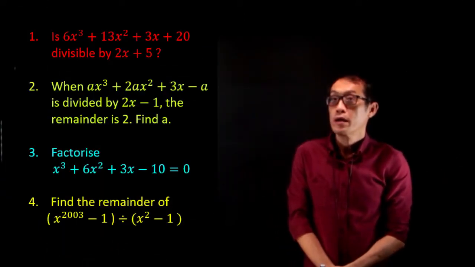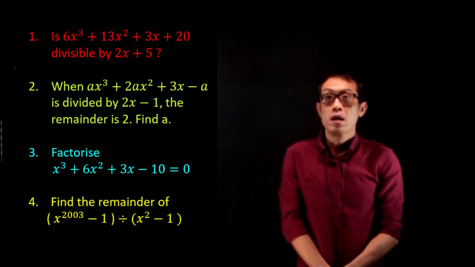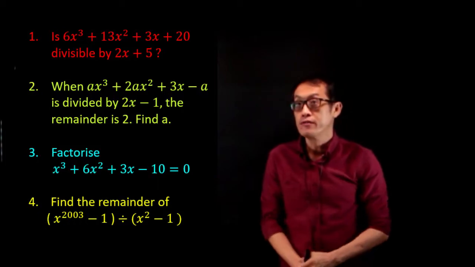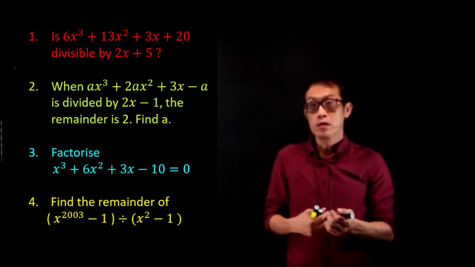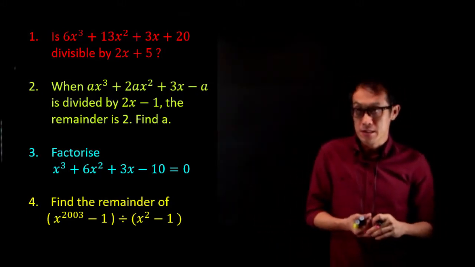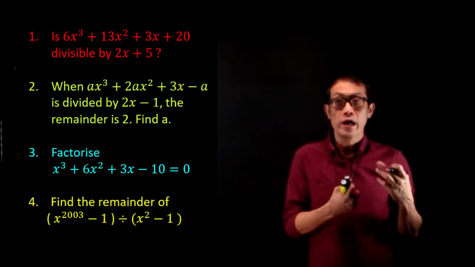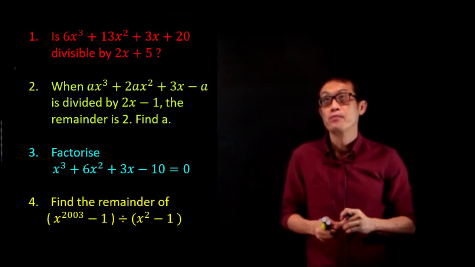Question number 1. Is 6x cubed plus 13x squared plus 3x plus 20 divisible by 2x plus 3? We can do a long division and see whether the remainder is 0. But that is long and tedious. But we can also apply remainder theorem.